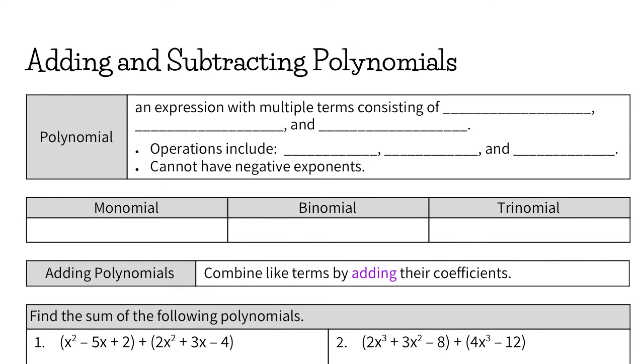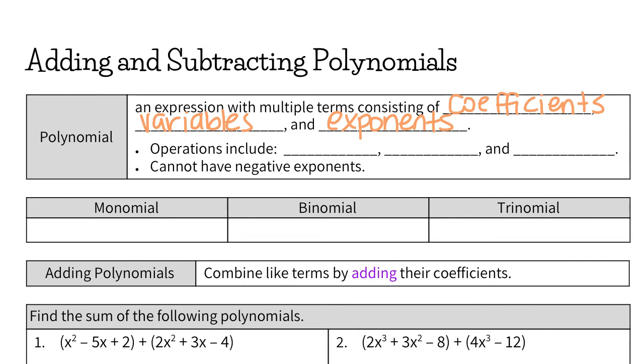So for our definition, a polynomial is an expression with multiple terms consisting of coefficients. Remember, coefficients are the numbers in front. Variables, those are letters, and exponents. Okay, so an expression with multiple terms consisting of coefficients, variables, and exponents. That is what a polynomial is. Now, there are a few things to remember.